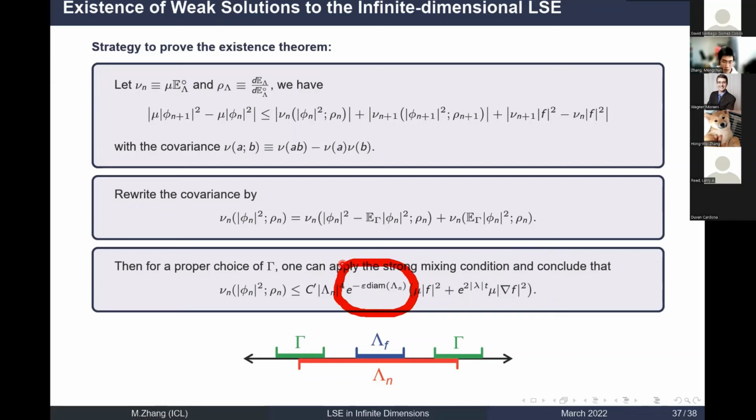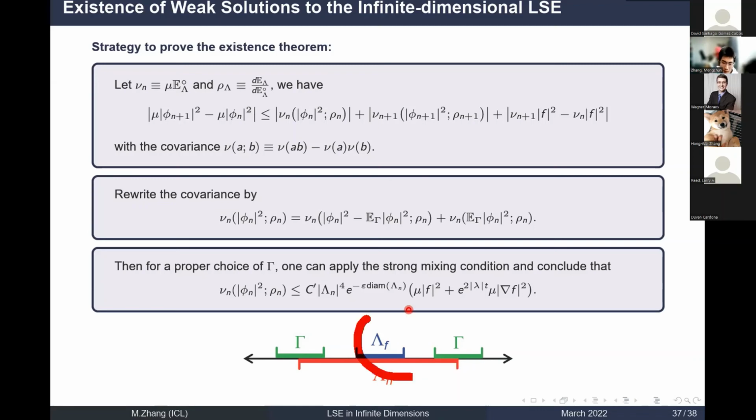Just as a final remark, how do we choose the set gamma? Sorry, I need to mention that gamma is a finite volume sublattice in the lattice set. So basically gamma is a subset of the integer set. To choose this gamma, we use something like this. Suppose lambda n is this red segment, and lambda f, the initial region on which the initial condition depends, is this blue one. Then we can choose gamma to be concentrated on the boundary of lambda n, because remember that lambda n is growing.